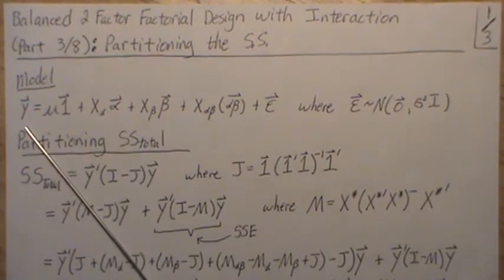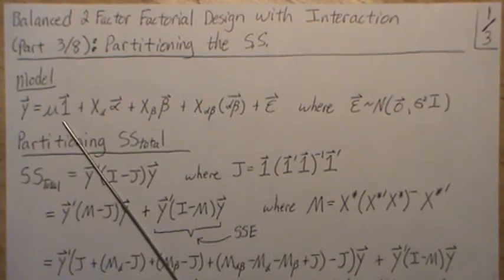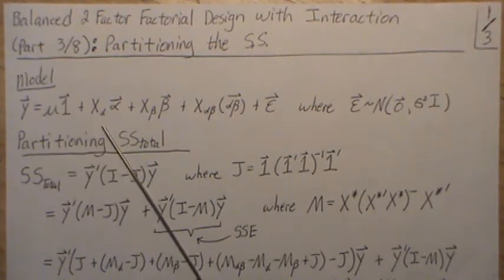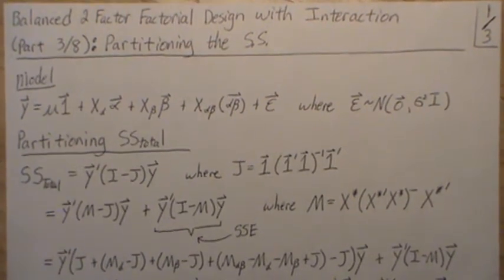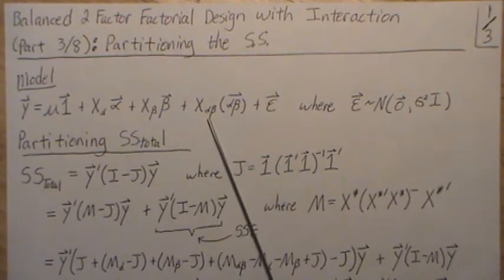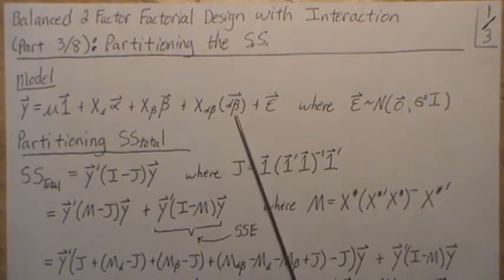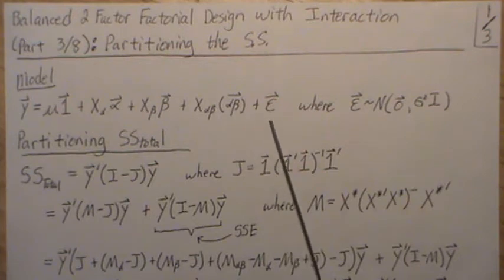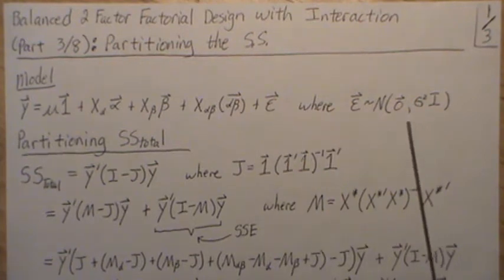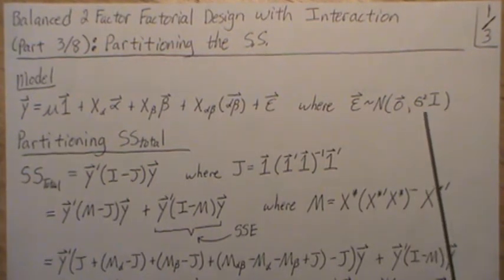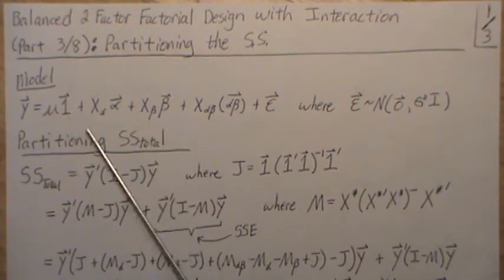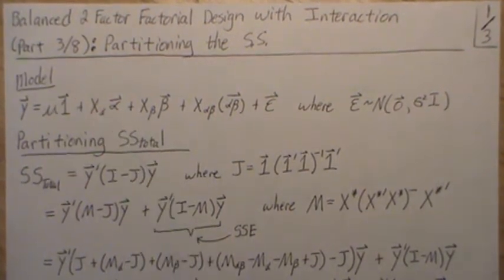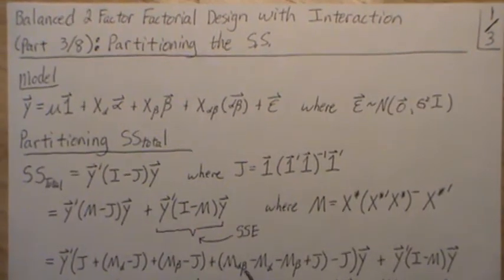So as a reminder, the model is y equals mu times the one vector plus x alpha times alpha, plus x beta times beta, plus x alpha beta times alpha beta, plus epsilon. Epsilon is normally distributed, mean vector 0, covariance matrix sigma squared I. And I would encourage you to go to parts 1 and 2 for more details on the model.